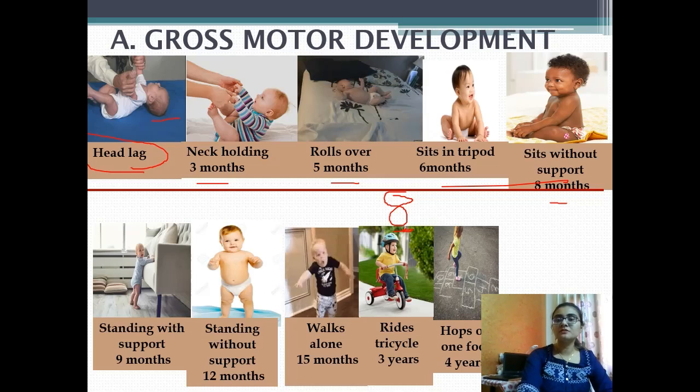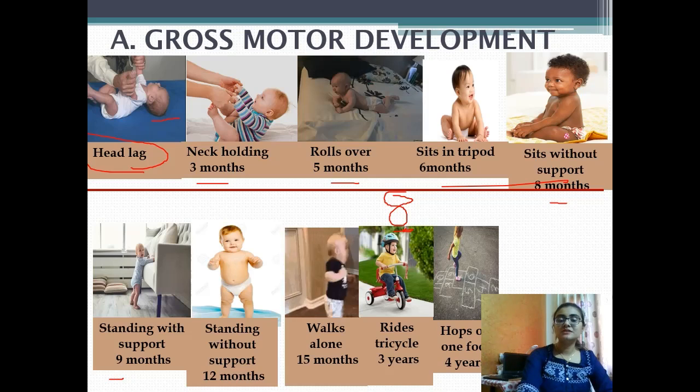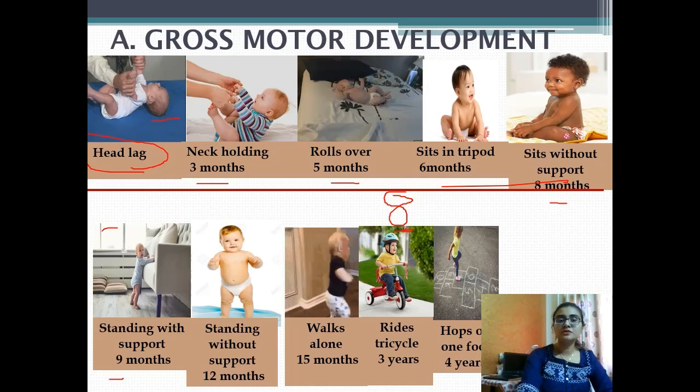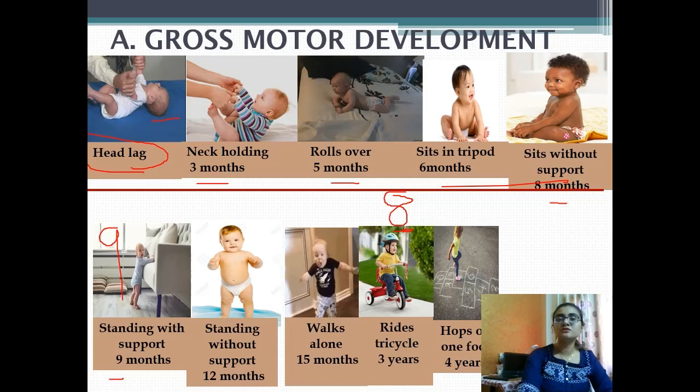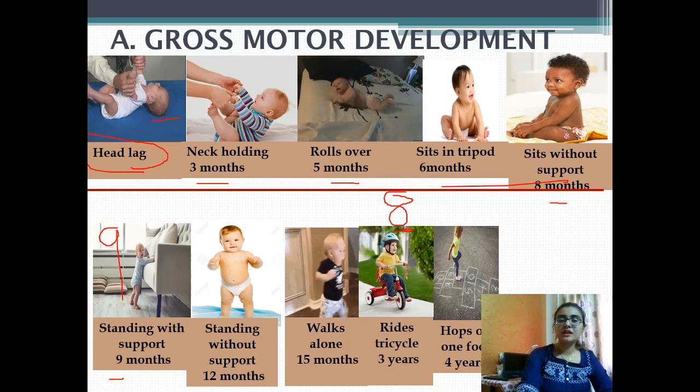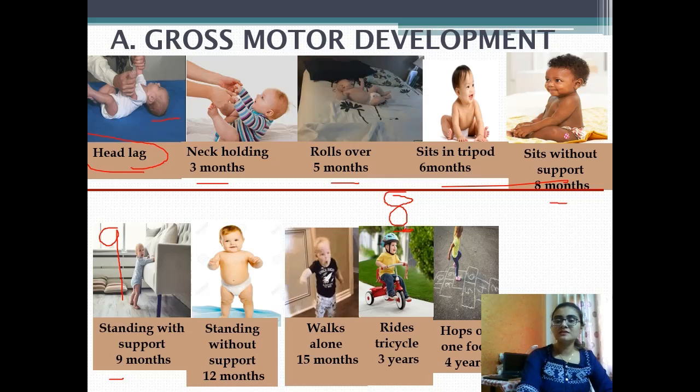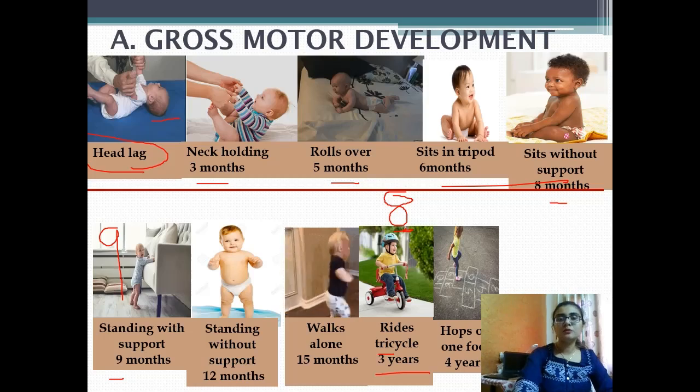Here, baby is already sitting, right? In 9 months, baby learns to stand. Like if 0 is standing, it is standing with the help of this rod. Then it can make 9. Right? So baby learns to stand with support in 9 months, learns to stand without support in 12 months, learns to run or walks alone in 15 months, learns to ride tricycle, tri means 3, in 3 years, hops on 1 foot on 4 years. All these things are development related.